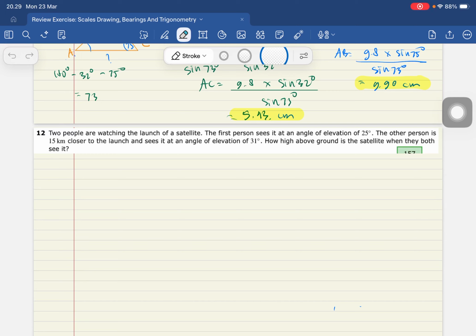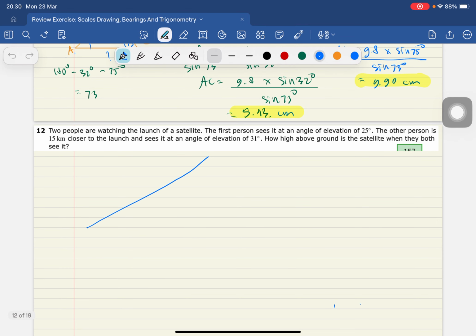Hi, in this video I'm going to solve practice questions for scale drawing, bearing, and trigonometry. Let us take a look at number 12. So we've got two people watching the launch of a satellite. The first person sees it at an angle of elevation of 25 degrees.